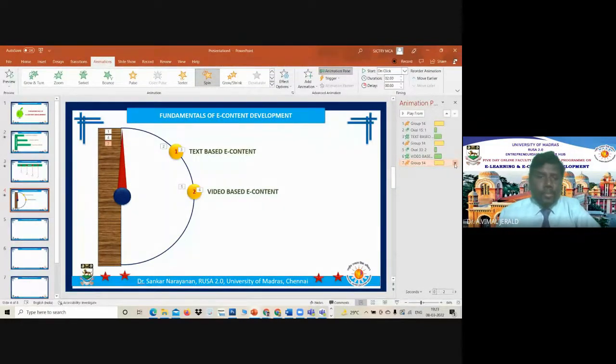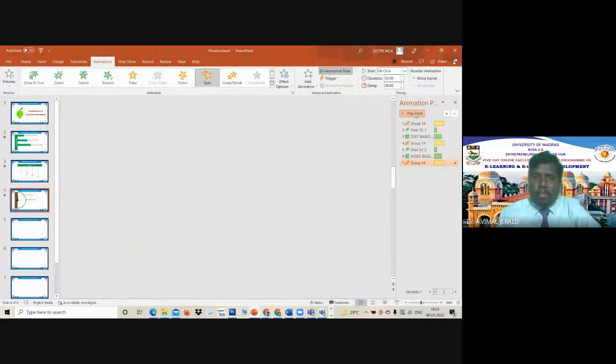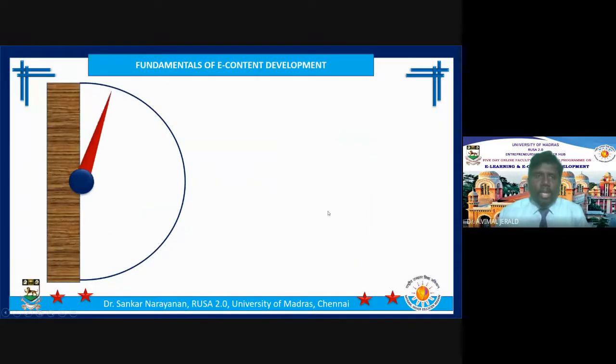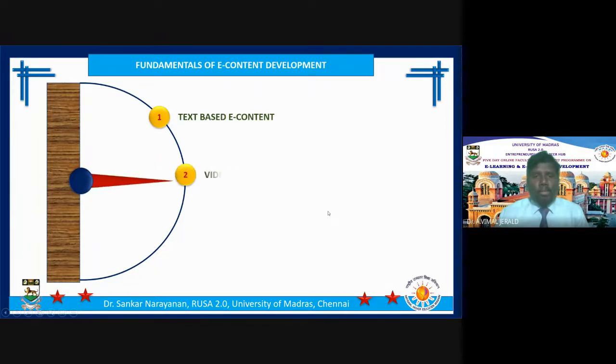Okay. Let me check it. Yeah, let me just run from the beginning. See here. It comes from the beginning. Okay. Right. Now let me check it. Look at there. Point number one comes. Point number two. Point number two comes. Okay.